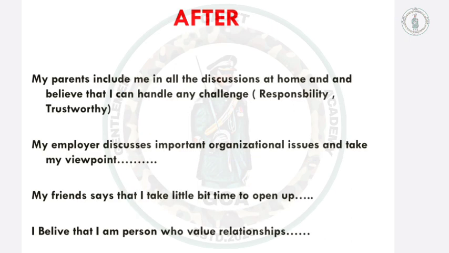Earlier, I used to write adjectives like my parents think that I'm honest, responsible, trustworthy. Now I used to explain these qualities. For example, my parents include me in all the discussions at home and they believe that I can handle any challenge. This basically shows that you're a responsible person. Then my employer discusses important organization issues and he also takes my viewpoint. Similarly for friends, instead of writing directly that my friends say that I'm shy, I used to explain this quality like this: my friends say that I take a little bit of time to open up. Similarly, in my own opinion, I believe that I'm a person who values relationships. So this is how I used to write.